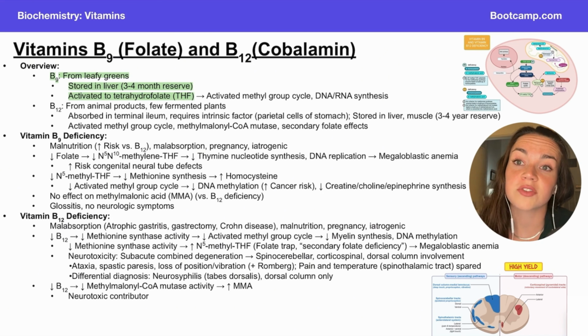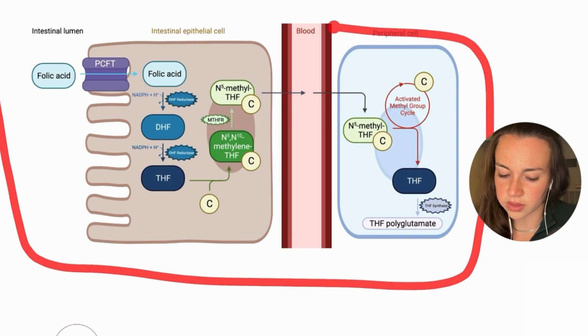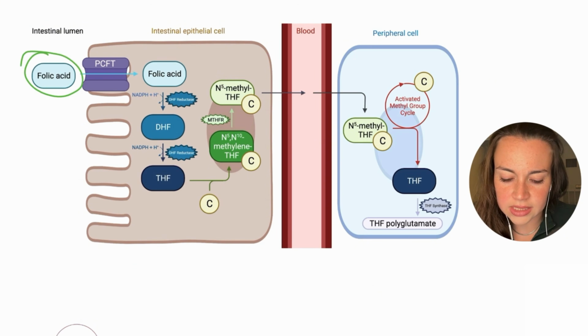And that THF was a 1-carbon carrier, or a methyl group carrier, to provide carbons for the activated methyl group cycle, and was also involved in DNA and RNA synthesis. Here was our diagram for 1-carbon metabolism. Here was our dietary folate.